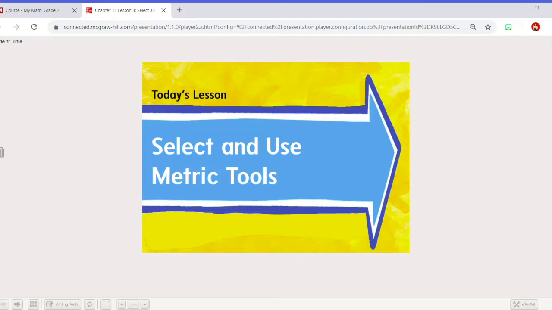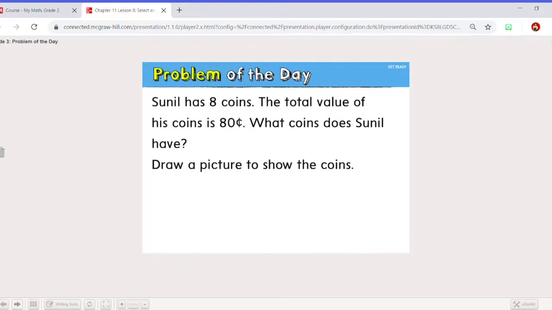Hi, second grade, and welcome to today's lesson about selecting and using metric tools. Just like when we were using rulers and yardsticks for inches, feet, and yards, we're going to be using centimeter rulers and meter sticks to measure and compare centimeter objects and meter length objects. But let's warm up our brain today with a problem of the day using coins.